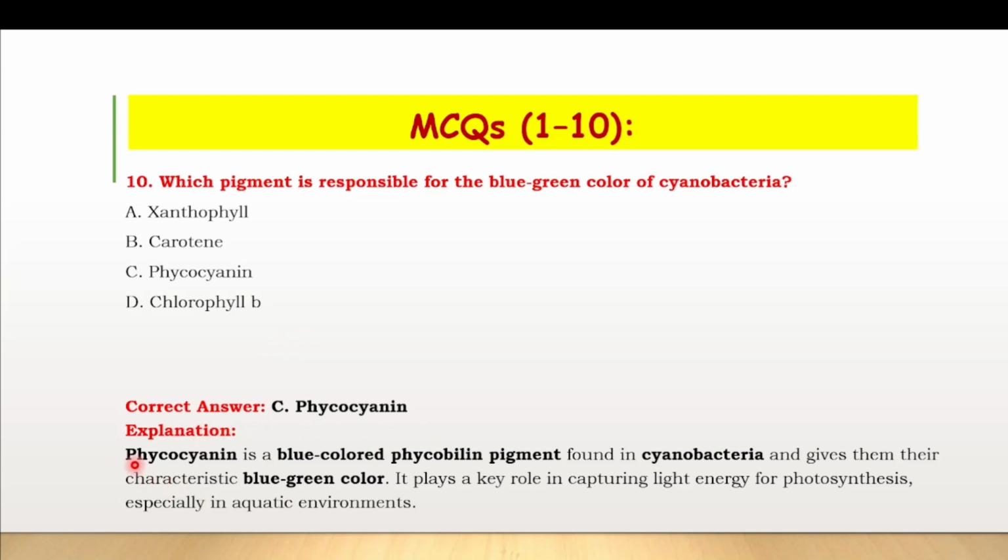Phycocyanin. Phycocyanin is a blue-colored phycobilin pigment found in cyanobacteria and gives them their characteristic blue-green color. It plays a key role in capturing light energy for photosynthesis, especially in aquatic environments.